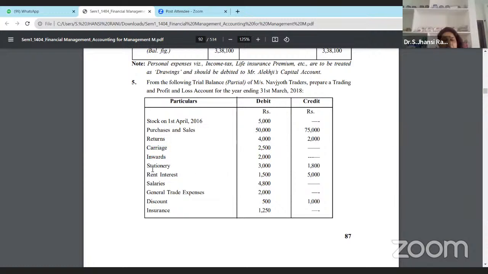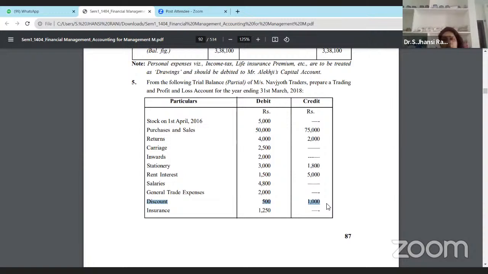Next we have stationery, and if you look at stationery, they have given debit and credit. It means one is expenditure, the other one is income. Next, rent. Rent interest, again we have debit and credit, means one is expenditure, the other one is income to us. Next we have salaries, 4800, it's an expenditure. We take in profit and loss account. The later one is general trade expenses, and this is also indirect expenditure to us. And if you look here, discount. Discount in both the columns they have given. Debit column 500, credit column 1000.